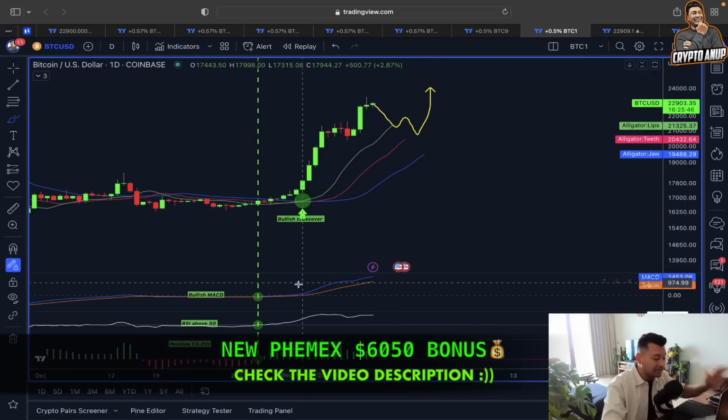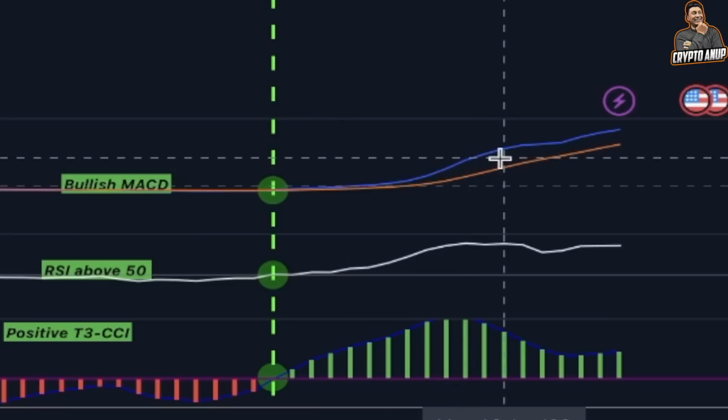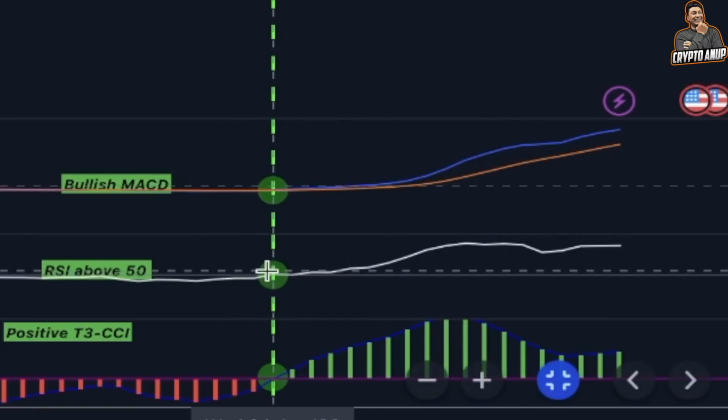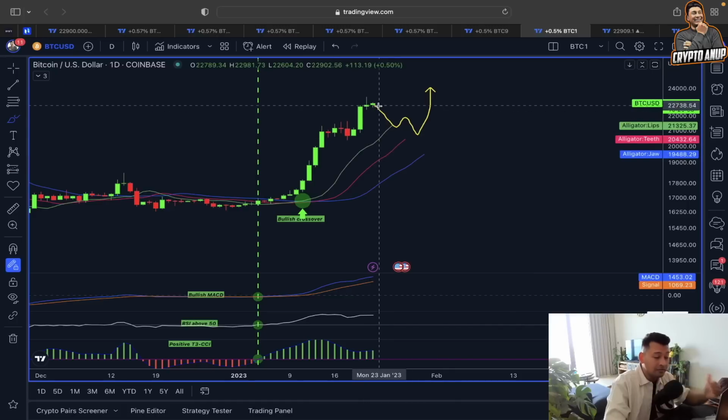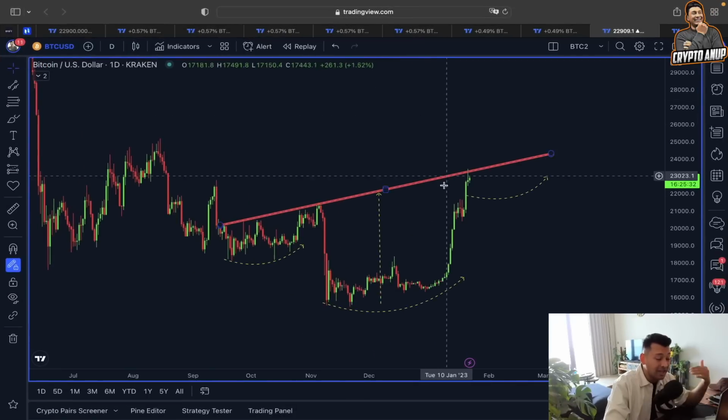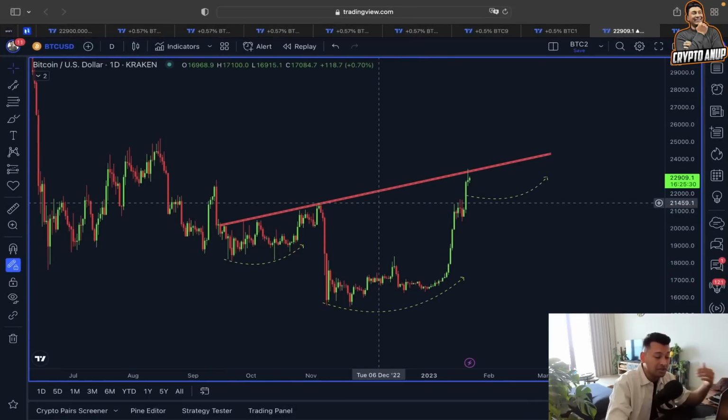So that's why, guys, if you look at this MACD, it is a bullish MACD cross. If you look at RSI, RSI is above the 50 level. CCI is also in positive territory, confirming this impulsiveness. And also what I want to talk about is this inverse head and shoulders type of formation, which could also be playing out here for Bitcoin.